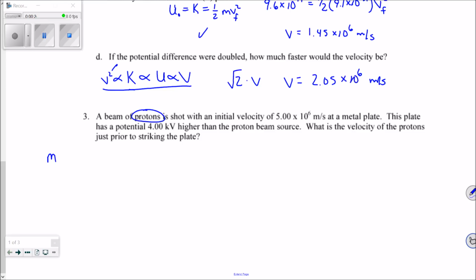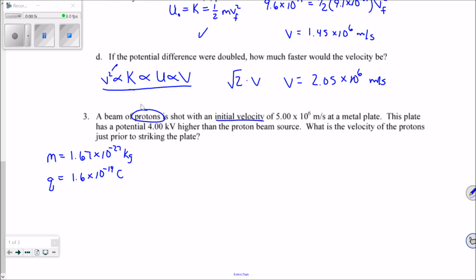The mass of our proton is a known value of 1.67 times 10 to the negative 27th, in units of kilograms. And just like with our electron, we do know the charge of our proton. It's going to be 1.6 times 10 to the negative 19th coulombs. So there is my mass and my charge. We see that we have an initial velocity, so that tells me that we're going to start off with some initial kinetic energy.